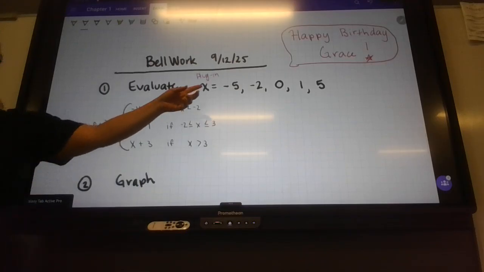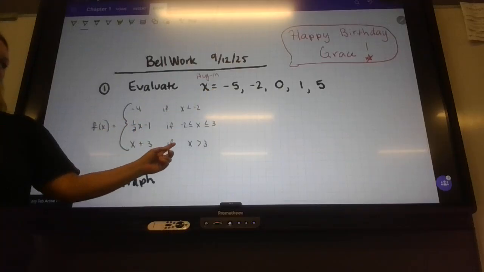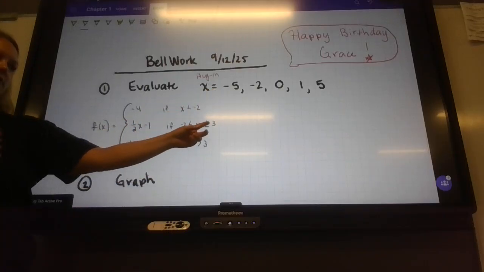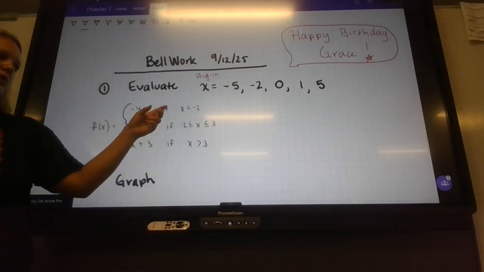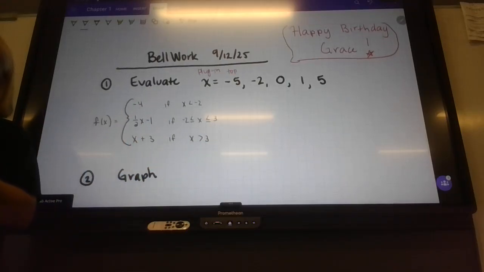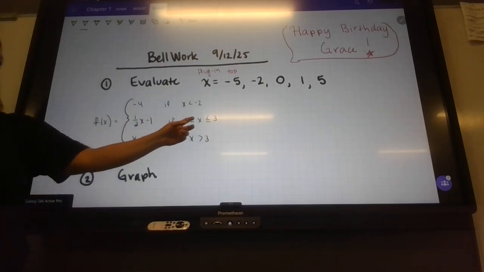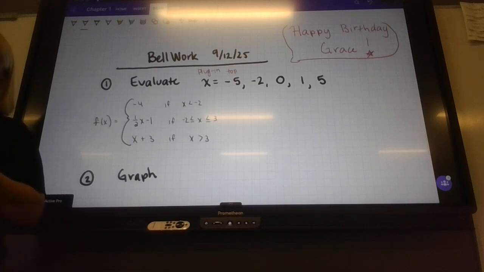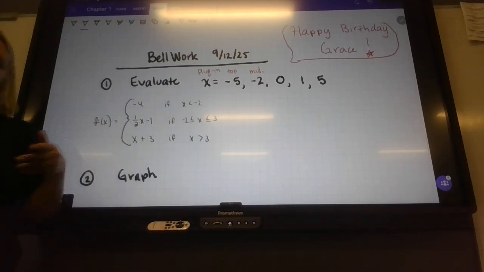So for -5, I have to look at the if statements. -5 is less than -2. It's not in between these, and it's not more than 3. So when I plug in -5, I'm plugging it into the top piece. -2 would be right here in the middle. It's equal to -2, so that's the middle. 0 is in between -2 and 3, so that's in the middle.